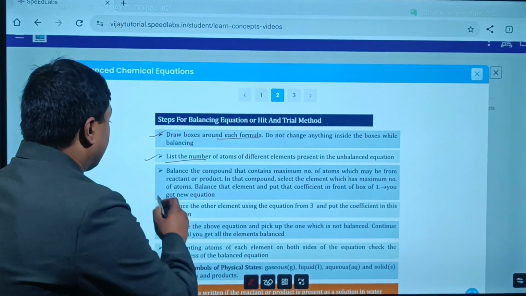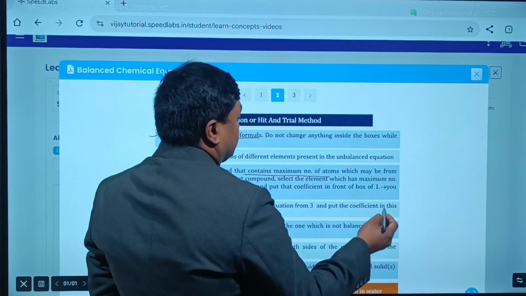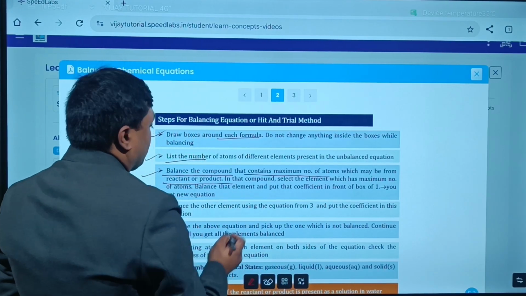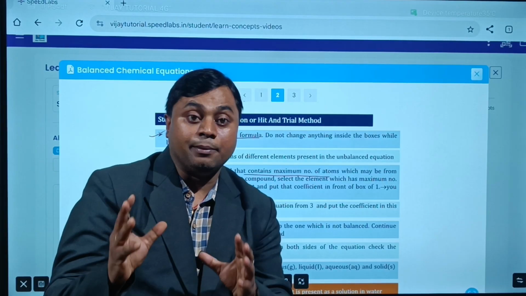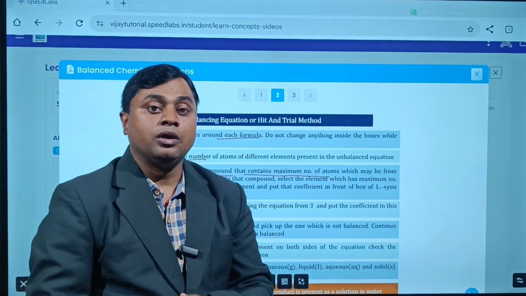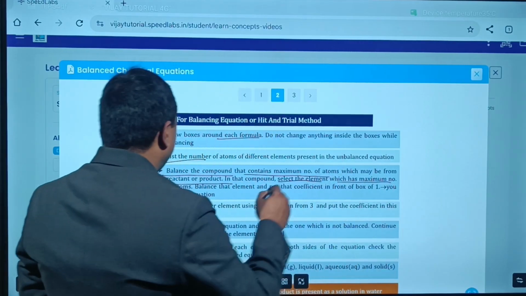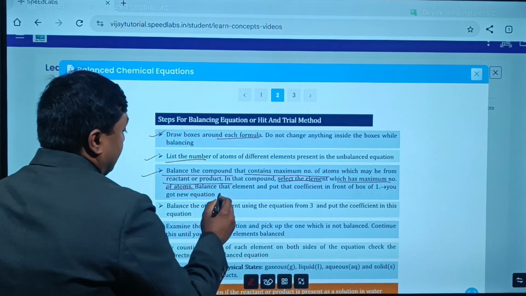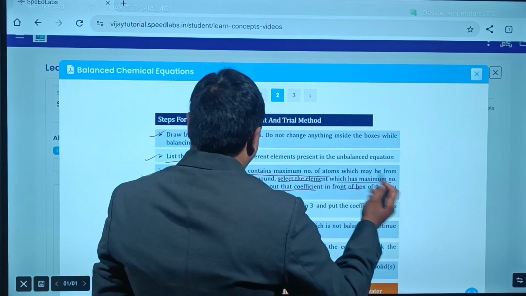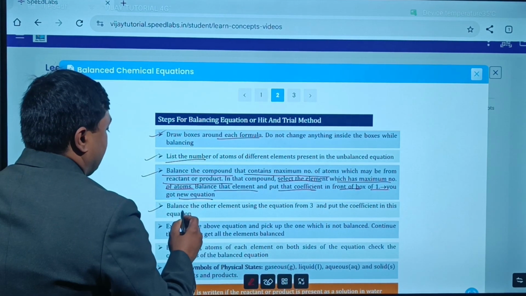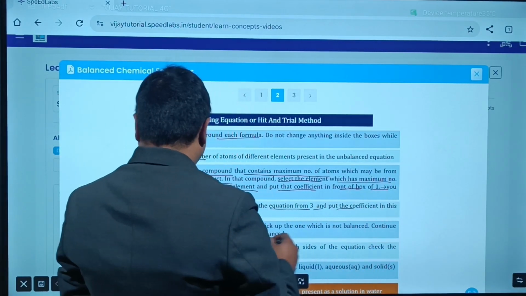Just now we saw that. Next, balance the compound that contains the maximum number of atoms, which may be from the reactant or product. This is a very important step. First we have to balance the compound which has the maximum number of elements, and in that compound select the element which has the maximum number of atoms. Is it clear? Balance that element and put that coefficient in the box of 1, and you get a new equation. Similarly, balance the other elements using the equation from step 3 and put the coefficient in the equation.